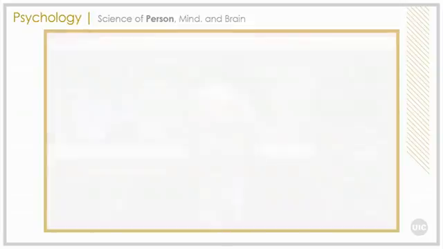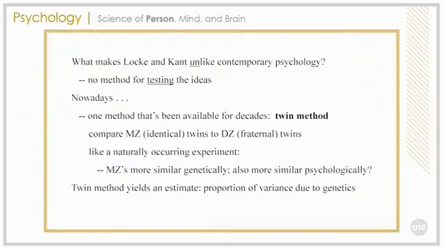The thing that made Locke and Kant really smart people, who weren't like contemporary psychologists, is that you can't blame them, they didn't have methods for testing their ideas. That is, there simply were no methods sitting around for testing their ideas. But thank heavens we live in the 21st century.